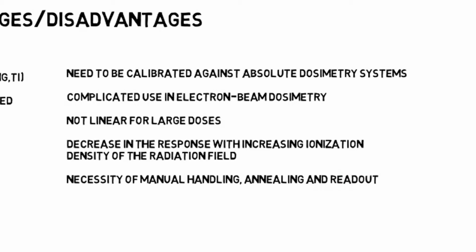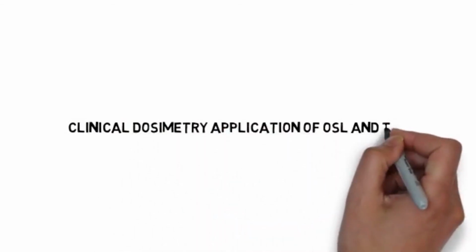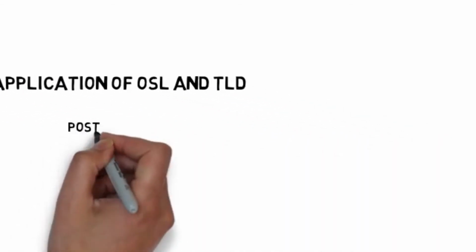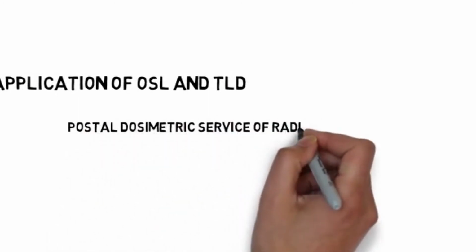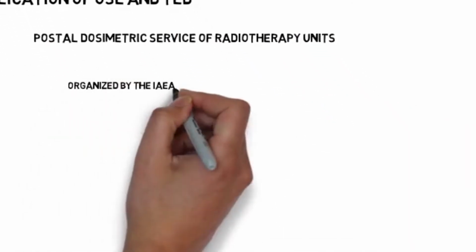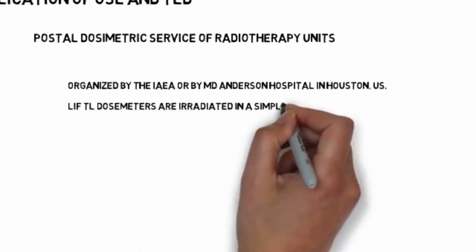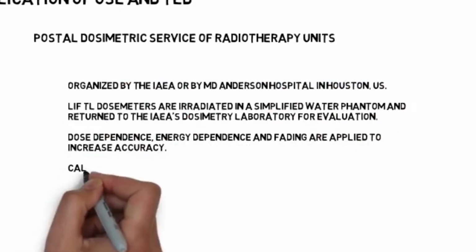In the past, the TLD system needed manual handling, annealing, and readout, but in modern TLD systems, all of these are fully automatic. There are three main usages of luminescence dosimetry in clinical practice, which are the postal dosimetric service, in-phantom measurements, and 2D thermoluminescence dosimetry. The most frequent routine application of TLDs in radiotherapy is postal dosimetric service of radiotherapy units, such as those organized by the IAEA.